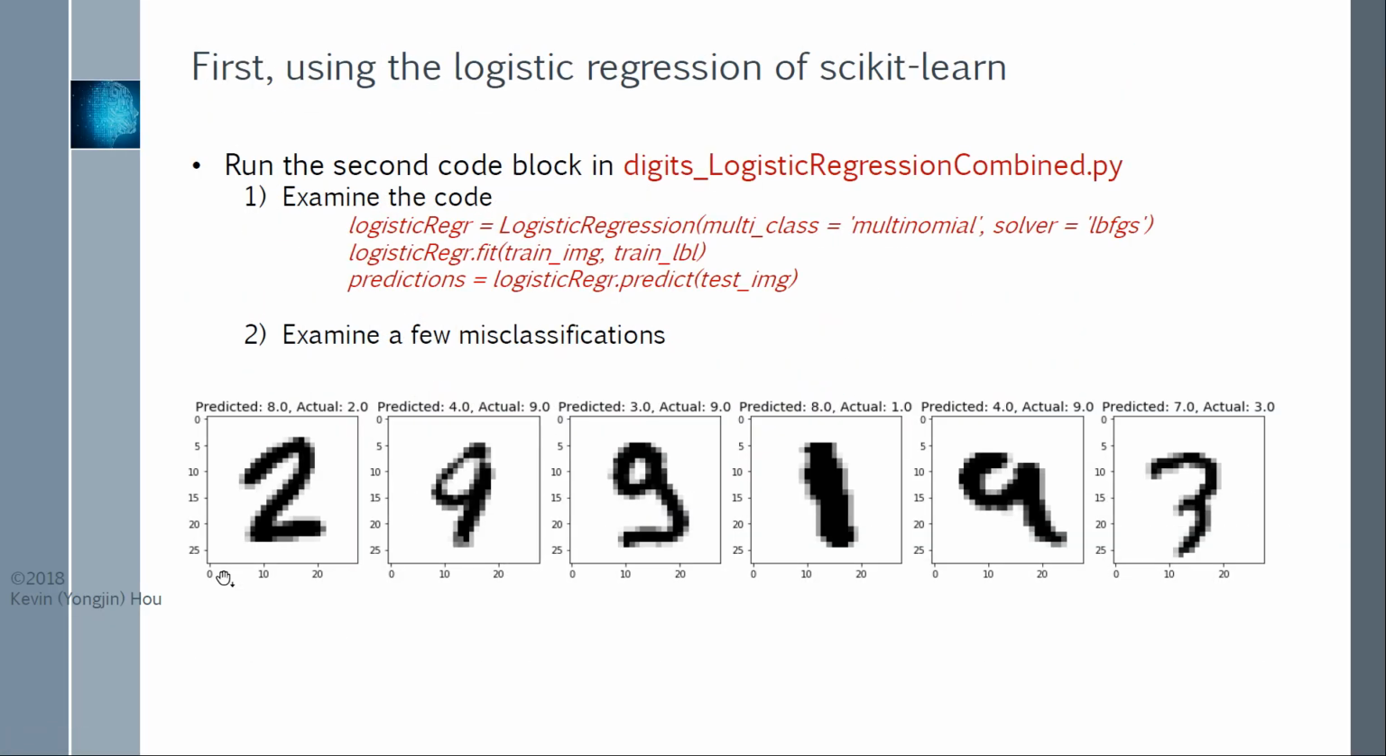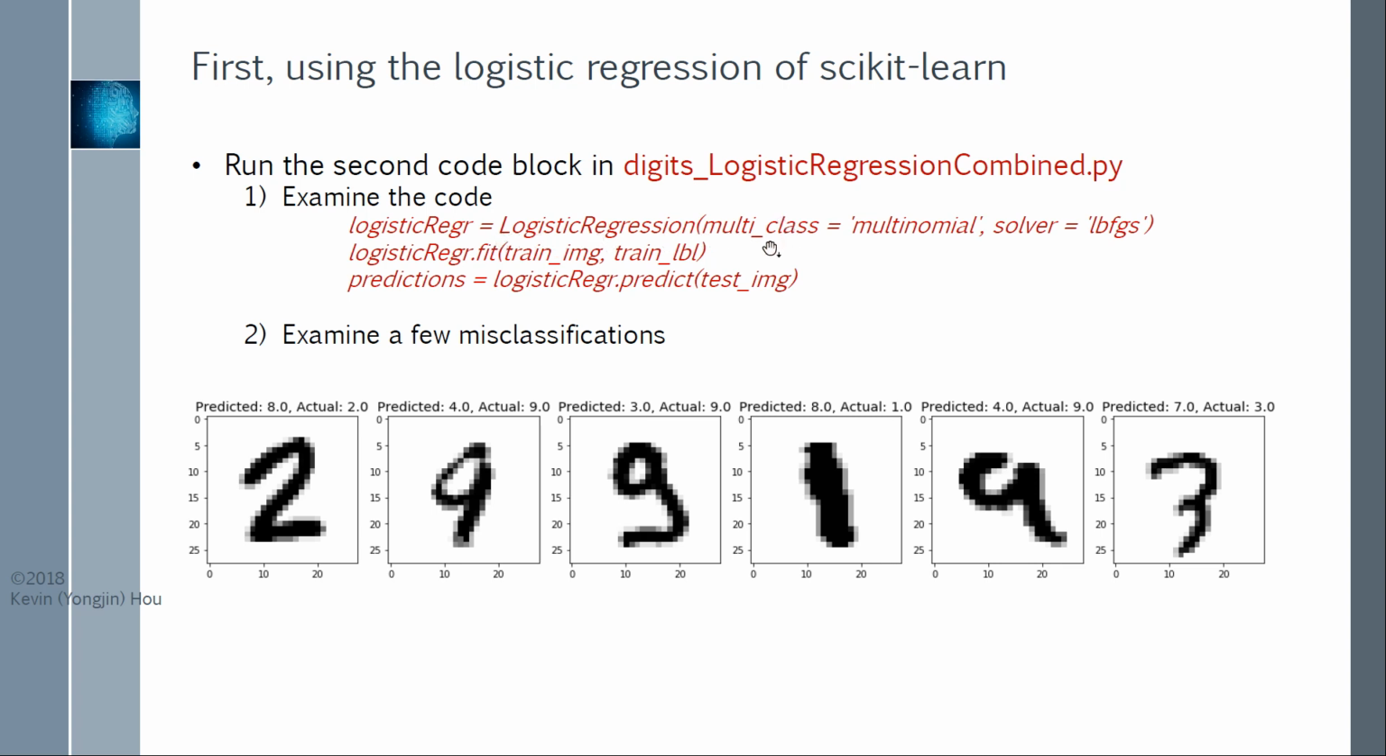So now let's go further. After the data have been loaded, we can now run our code to train a logistic regression model. That is the second block of our code, and the key part of this code is actually just 3 lines. The first line creates a logistic regression class instance.